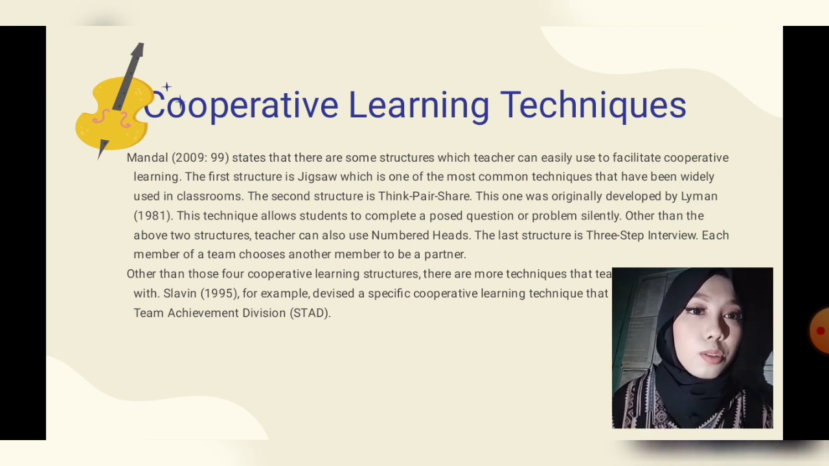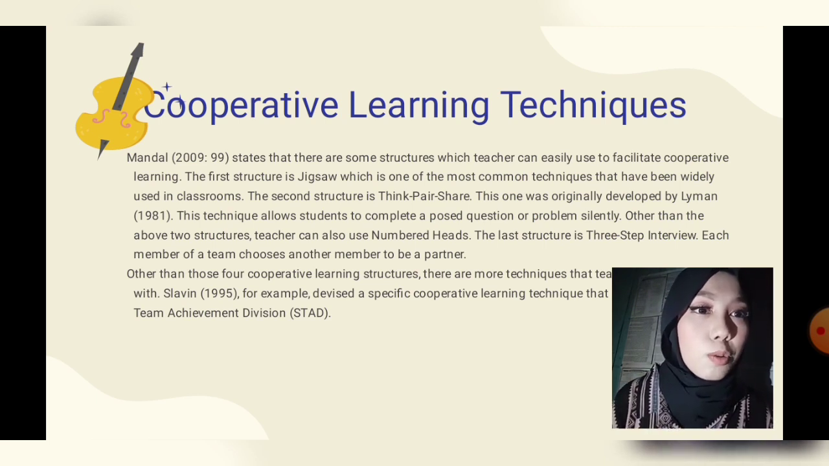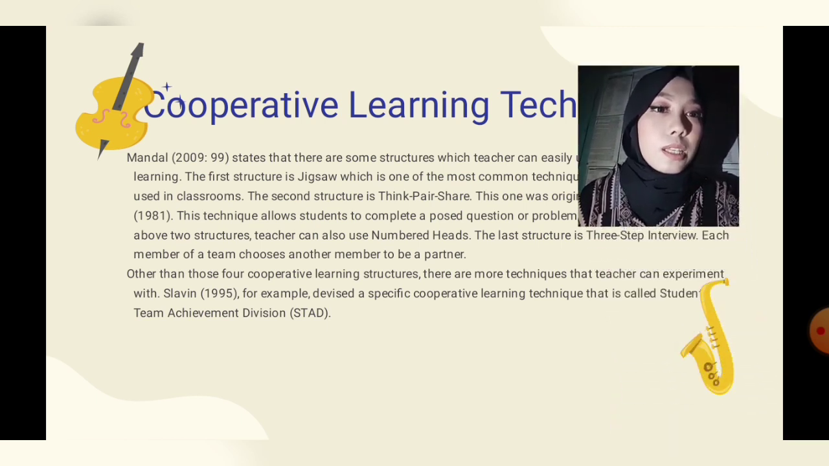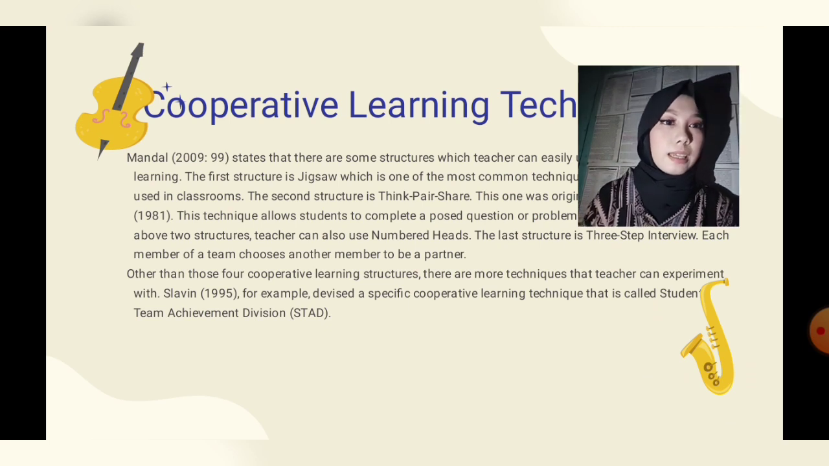This technique allows students to complete a posed question or problem silently. And the last structure is three-step interview. Each member of a team chooses another member to be a partner. For example, Slavin devised a specific cooperative learning technique that is called Student Team Achievement Division or STAD.